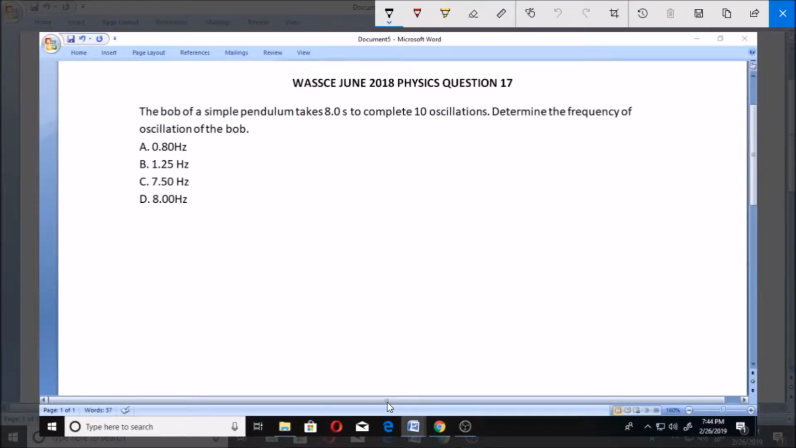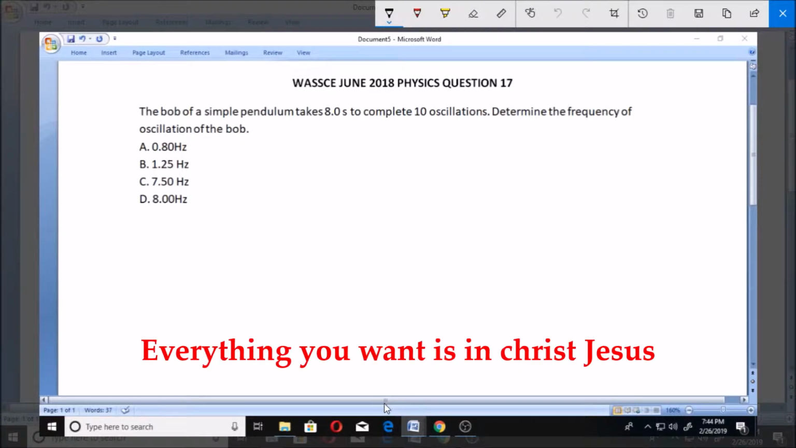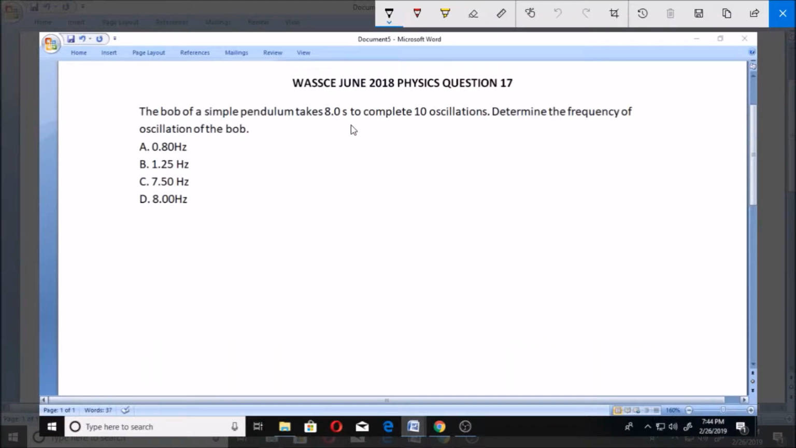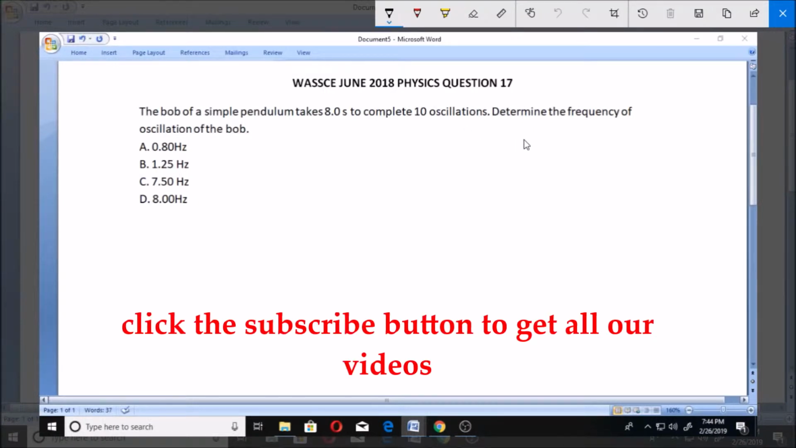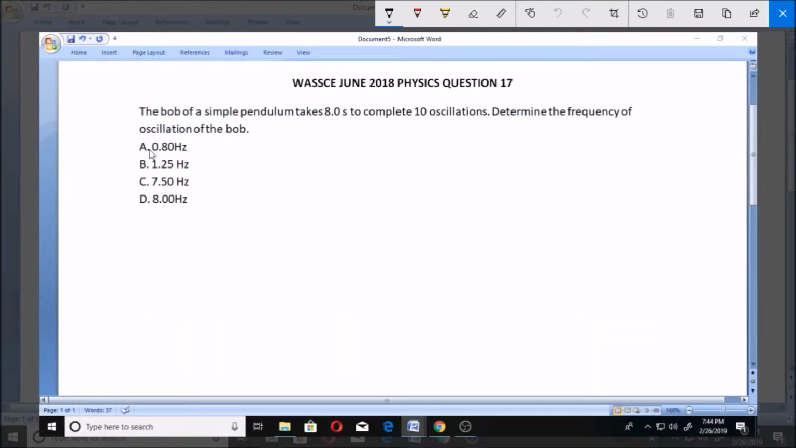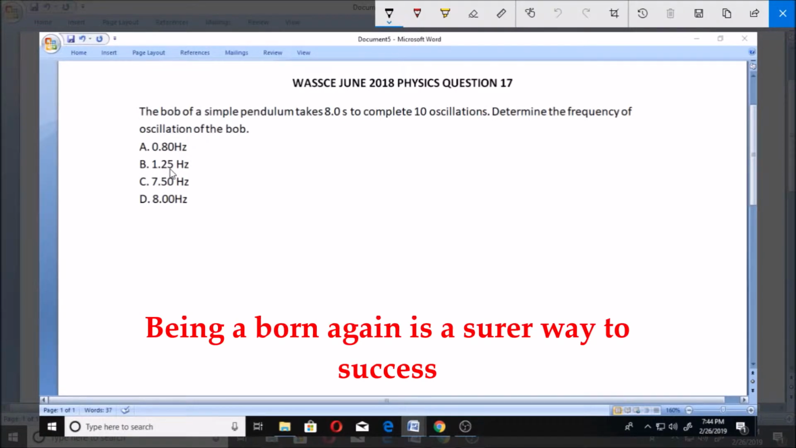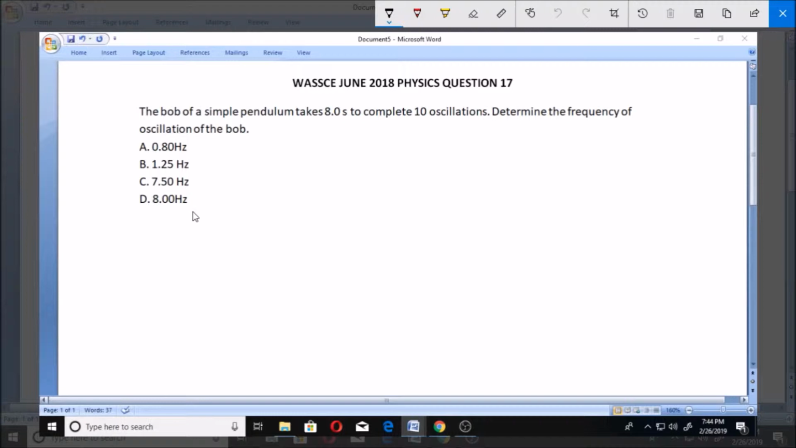Yes, let's look at this question number 17 for WAEC Physics 2018. The bulb of a simple pendulum takes 8.0 seconds to complete 10 oscillations. Determine the frequency of the oscillation of the bulb. A 0.80 Hz, B 1.25 Hz, C 7.50 Hz, D 8.00 Hz. So what is the frequency?